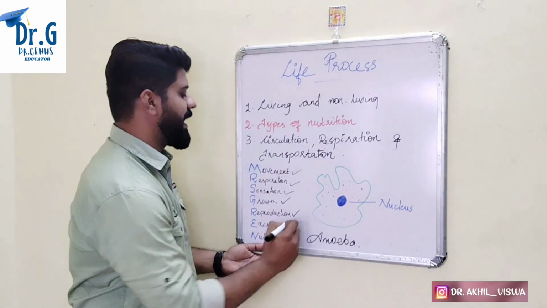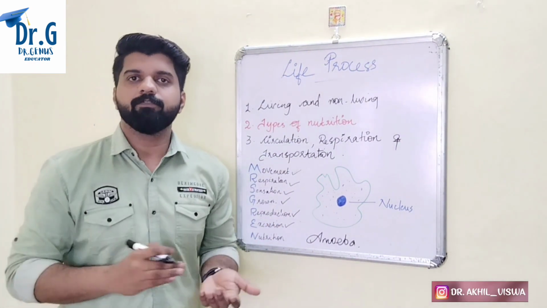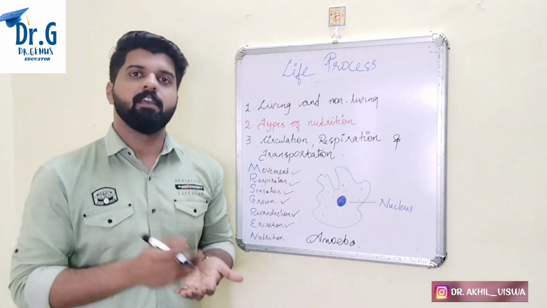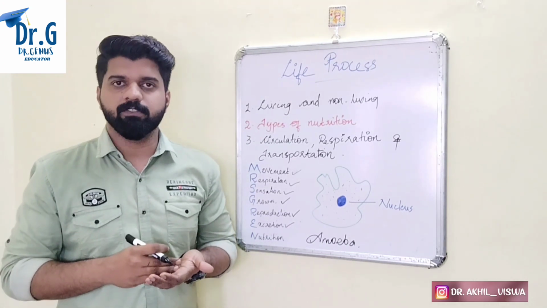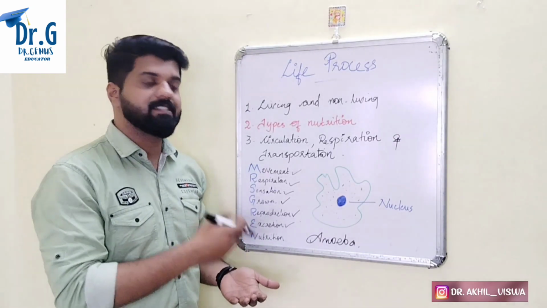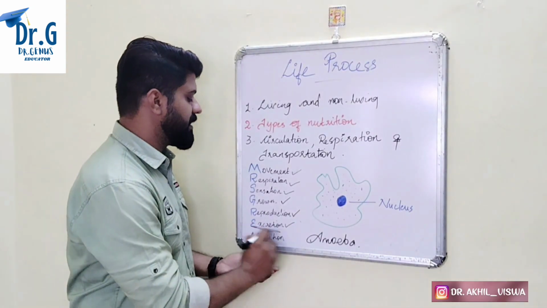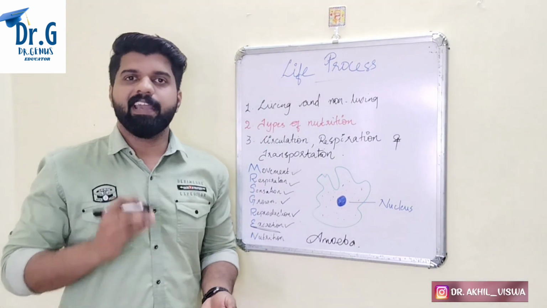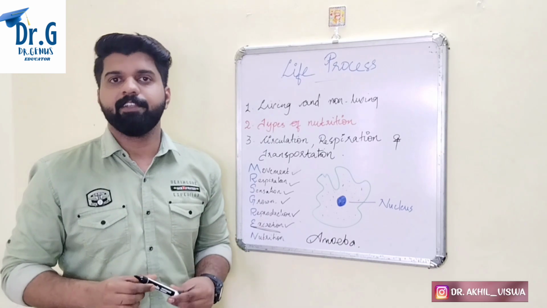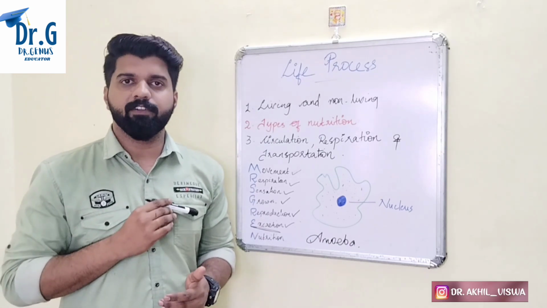So the next is called excretion. As a part of various physiological metabolic processes, waste products are also produced. That waste product is removed by the process called excretion. The excretory organs of vertebrates or higher animals are called the kidney. So the kidney excretes unwanted waste products.